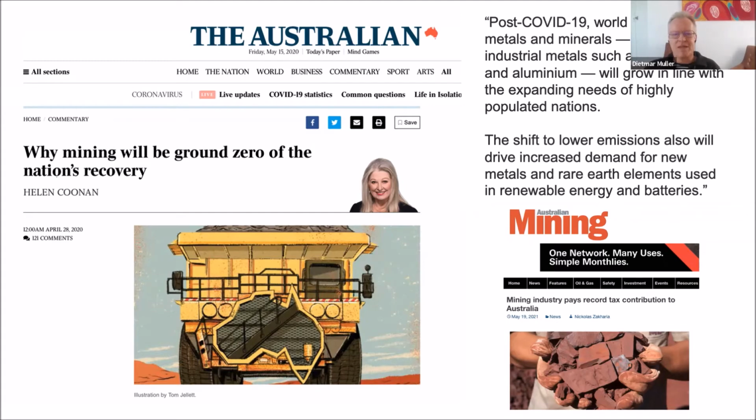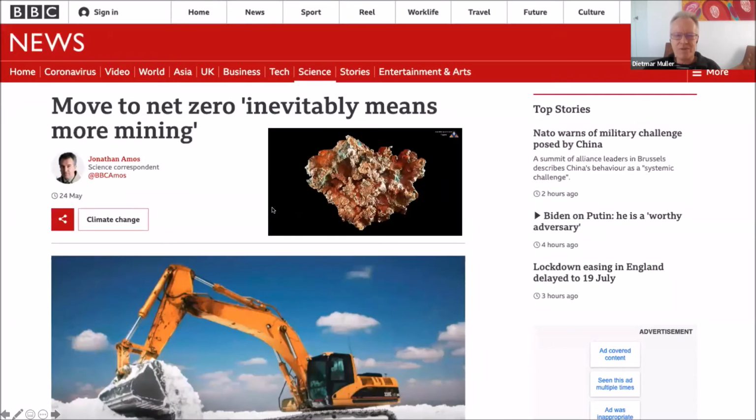But one of them is to do with the green economy and mineral exploration and mining. So this is now an old article from over a year ago in the Australian, where it was predicted that mining would be ground zero of the nation's recovery post-COVID. And guess what? That's exactly what happened.